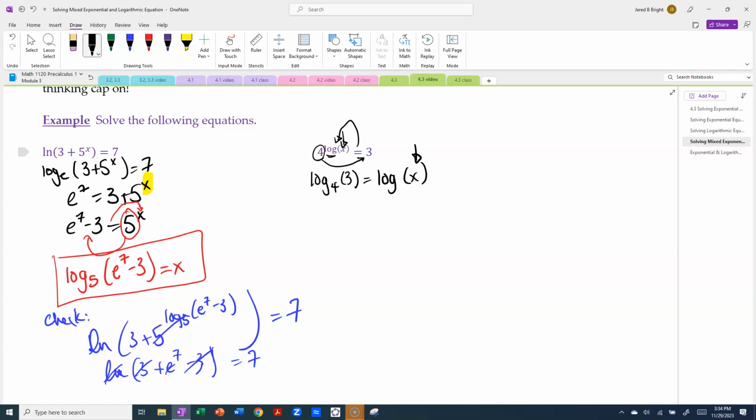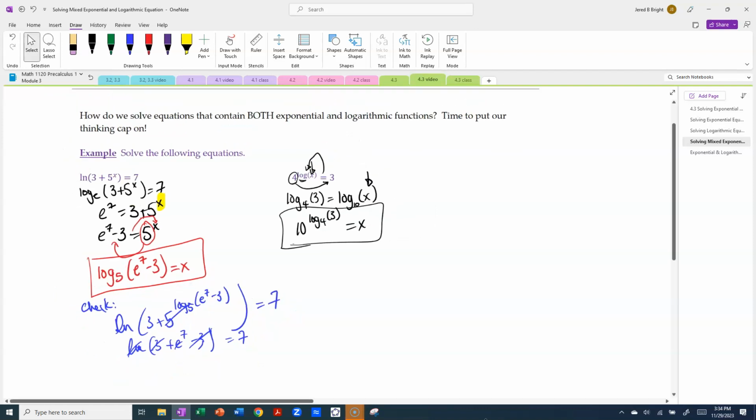I still want x. X is buried behind a logarithm. How do I undo that log? I can't divide by a log. Never ever divide by a log. Instead, switch it from logarithmic form to exponential. So this base is base 10. So it'd be 10 to the power of log base 4 of 3 is equal to x. Again, ugly, weird, yup. It's going to work though. And the last thing we should do is check our answers. I'm not going to go through it here, but it will check.